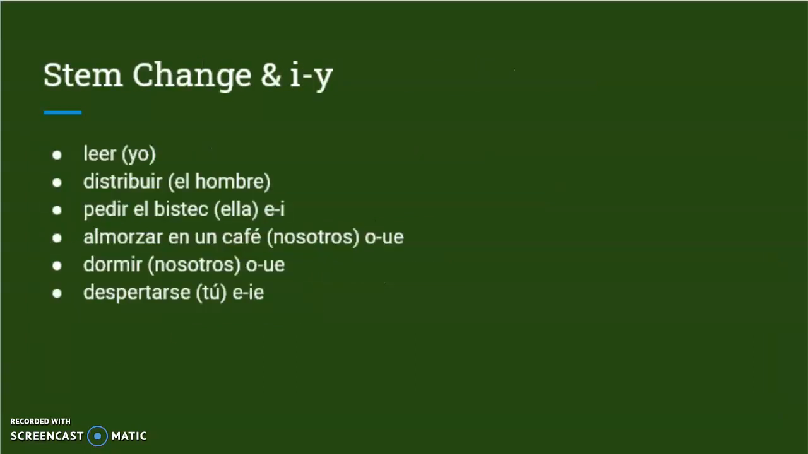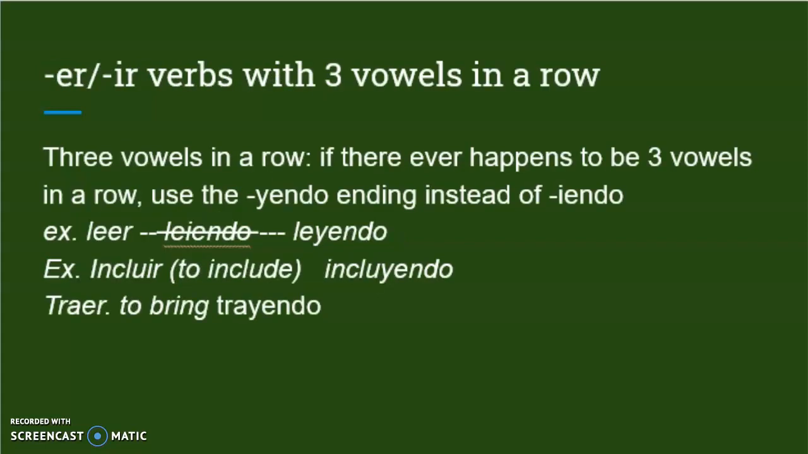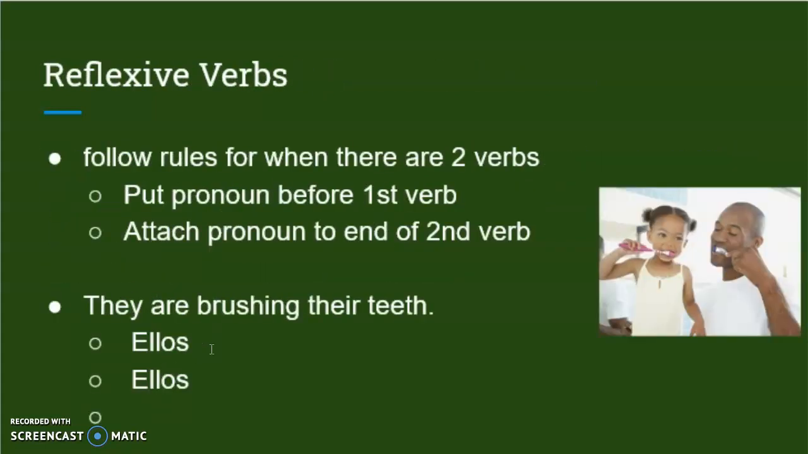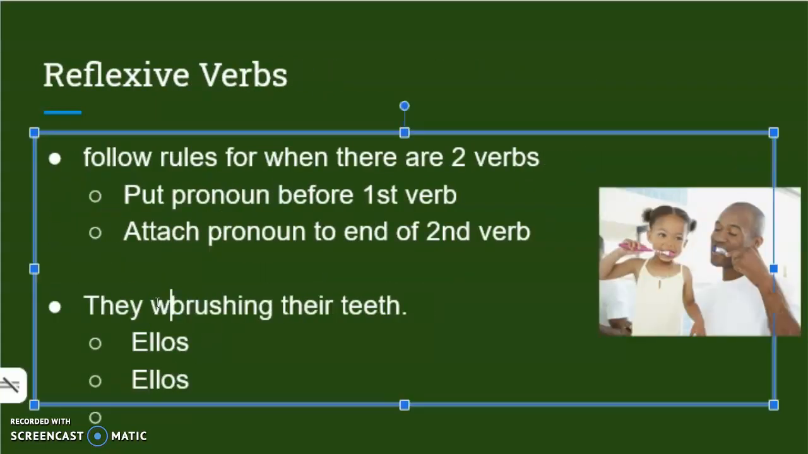The last topic I'm going to go through with this tense is reflexive verbs. This is the same as pretty much every other tense with pronouns. So the same rule could apply with direct and indirect object pronouns. But if I have a pronoun and it's 2 verbs, I have to either put it before my first verb or attach it to the end of the second verb.